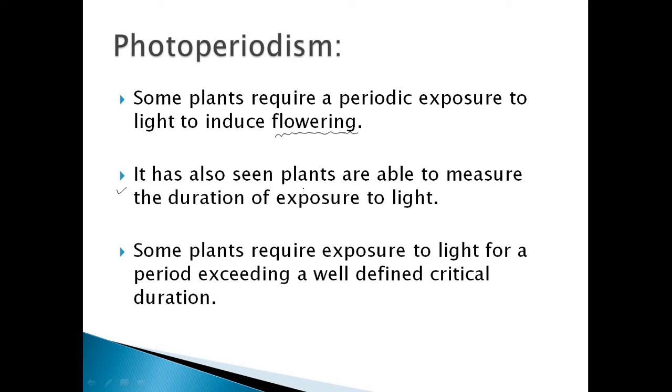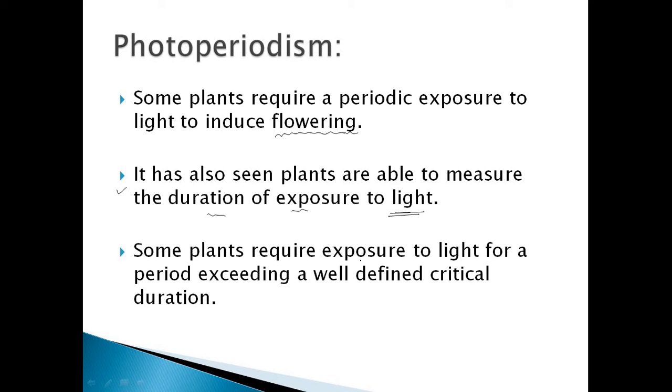Second, it has also been seen that plants are able to measure the duration of exposure to light. Plants bear the length of light and can measure it. That means the flowers can only bloom with the exposure of light. When light is not available, the flower is unable to bloom. So it can measure the length of the light.